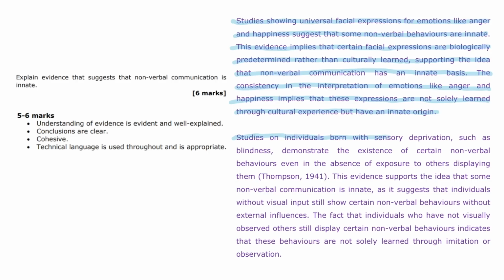Studies on individuals born with sensory deprivation, such as blindness, demonstrate the existence of certain non-verbal behaviours, even in the absence of exposure to others displaying them. Thompson, 1941. This evidence supports the idea that some non-verbal communication is innate, as it suggests that individuals without visual input still show certain non-verbal behaviours without any external influences. The fact that individuals who have not visually observed others still display certain non-verbal behaviours indicates that these behaviours are not solely learned through imitation or observation.